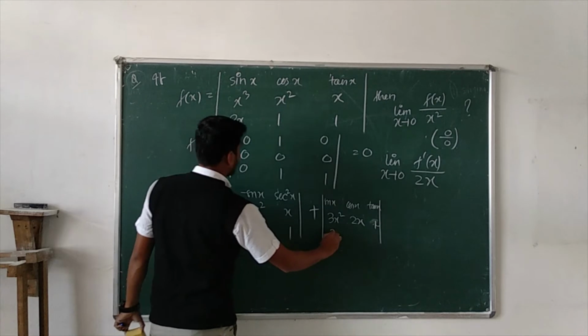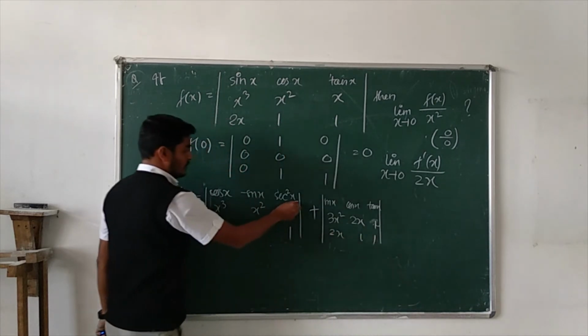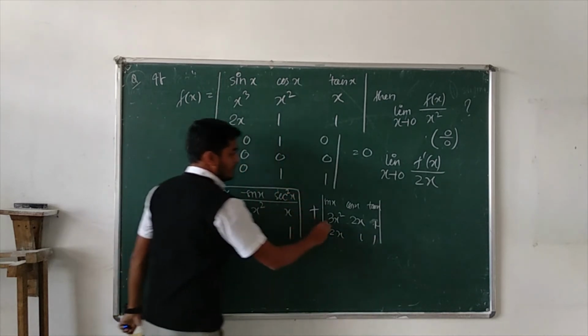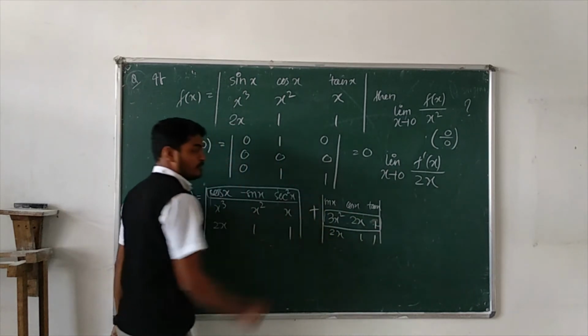And here it will be what? Twice x, 1, 1. That means first of all we have differentiated the first row. Here we have differentiated the second row. And the next step we have to differentiate the third row.